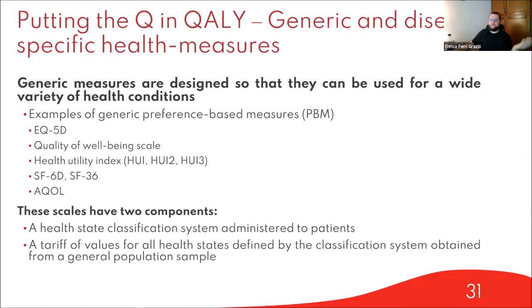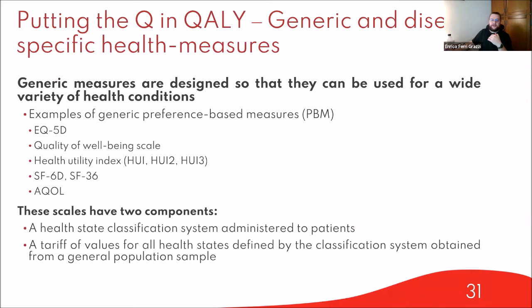There are many generic measures, and here are some examples. But obviously, as I said, the EQ5D is the most widely used. They all do essentially the same thing, which is use a predefined method to assess quality of life at a particular moment in time, to allow us to use that utility to weigh the life years gained from a particular intervention.